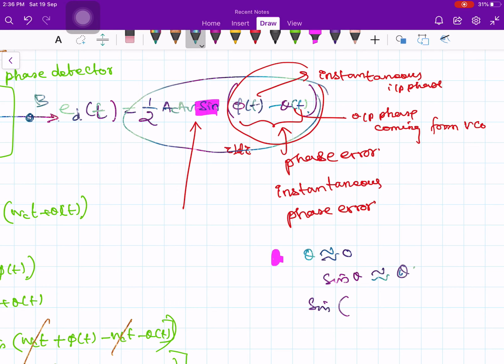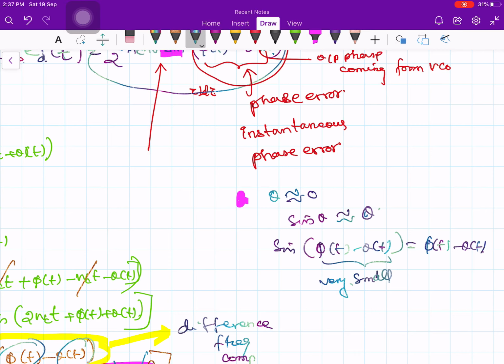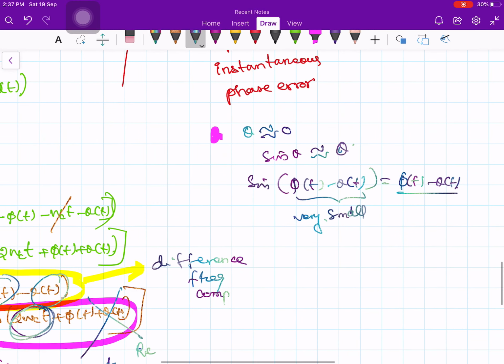Therefore sin of phi of t minus theta of t becomes phi of t minus theta of t, if this guy is very small. I mean, if the error is very small, then your non-linear equation becomes a linear equation. The non-linear dependence will become a linear dependence, because you can approximate sin of phi of t minus theta of t as phi of t minus theta of t when the argument is small.